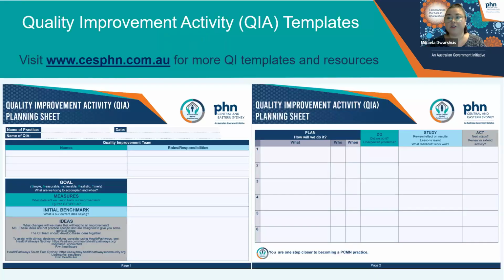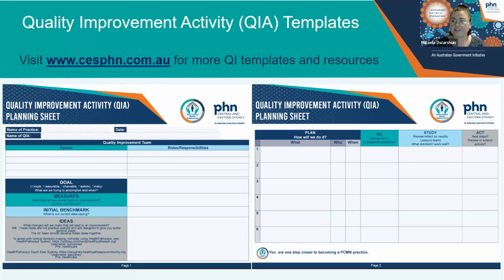A great way to monitor and record your quality improvement activities is to use our QI templates that can be found on our website. This is a blank one here, but there are also pre-filled templates on our website, and other resources that can help you through your QI journey. These templates serve as great evidence for CPD hours, accreditation, and PIPQI.